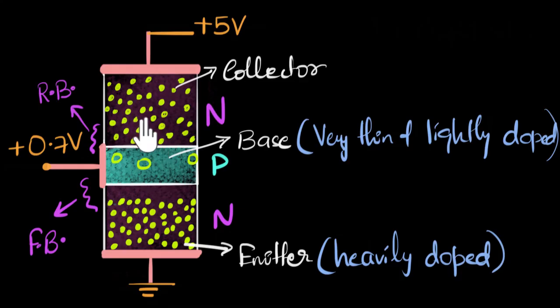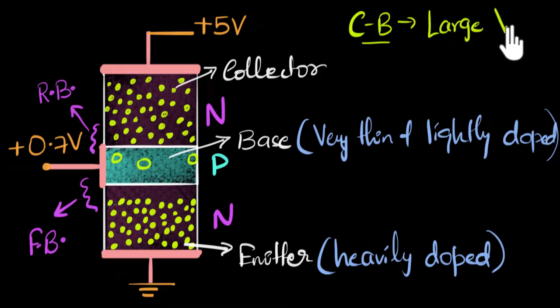We don't want this junction to ever undergo breakdown when our transistor is working as an amplifier. So what we have to do is make sure that this junction has a very large breakdown voltage so that it can withstand a lot of voltage before undergoing breakdown. Let's just quickly write that down. We need the collector base junction, the CB junction, to have a large reverse breakdown voltage. We usually call that VR.